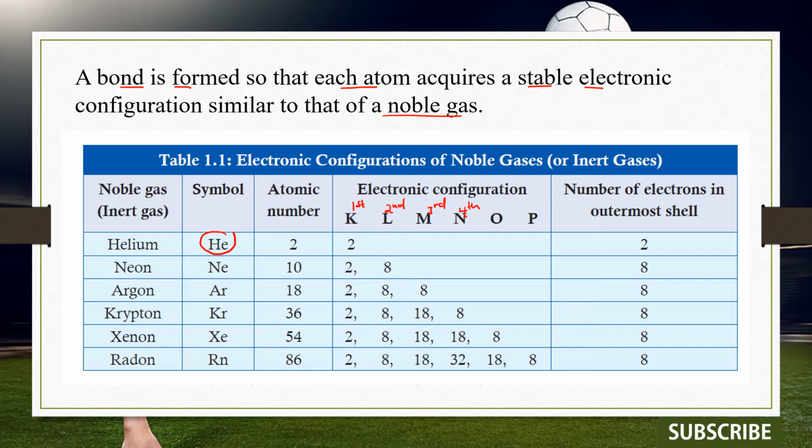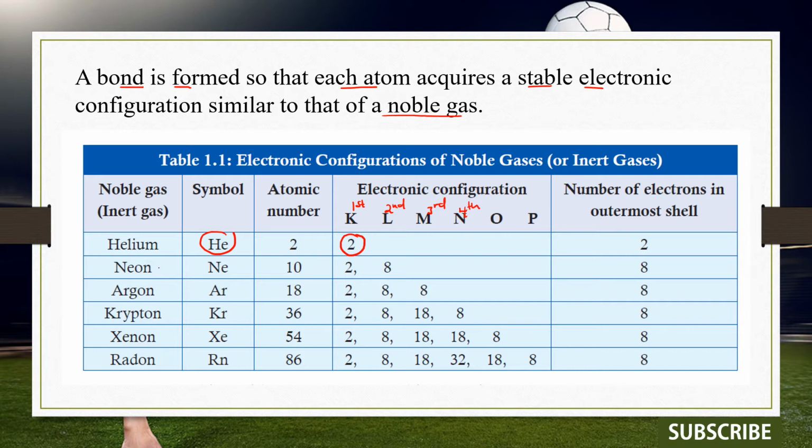So helium has only 1 energy level, and it's the outermost, and in this case it has 2 electrons, and this is the maximum number of electrons that can be obtained in the first energy level. That's why helium is able to be stable.